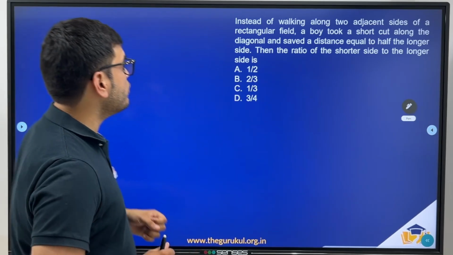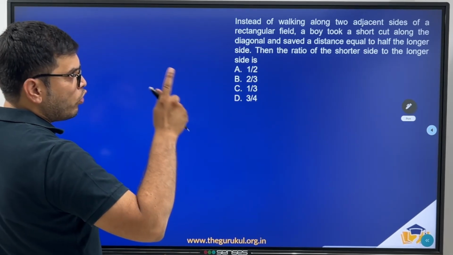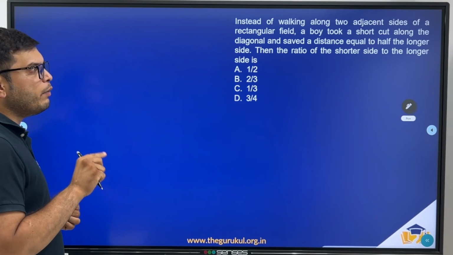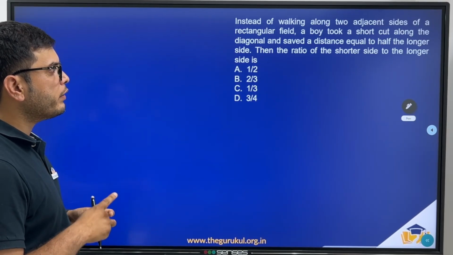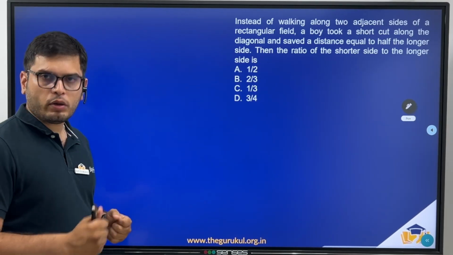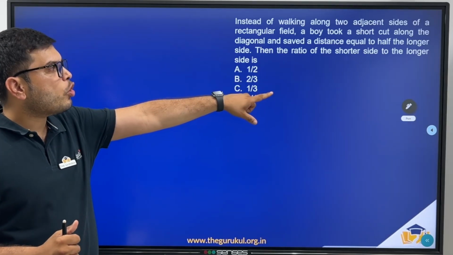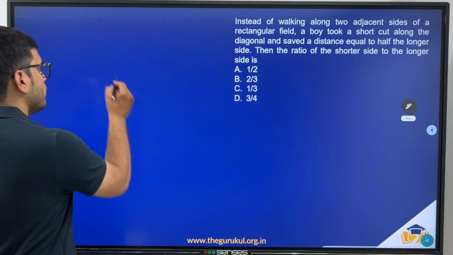Now coming to the last question. Instead of walking along two adjacent sides of a rectangular field, a boy took a shortcut along the diagonal and saved a distance equal to half the longer side. Then the ratio of the shorter side to the longer side is.